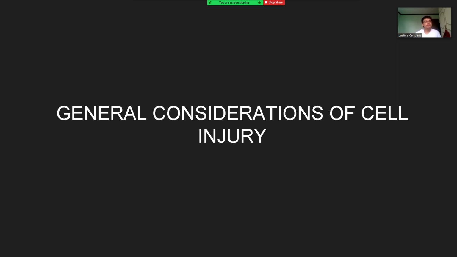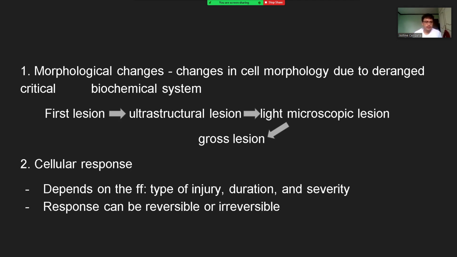Let us move on to the general considerations of cell injury. These are the most common forms of cell injury. Morphological changes can be observed due to disturbance of critical biochemical systems. First, a lesion will develop at the molecular level, then it causes structural changes at the electron microscopic level. Then a light microscopic lesion develops. When extensive, it can be seen with the naked eye, which is the gross lesion.